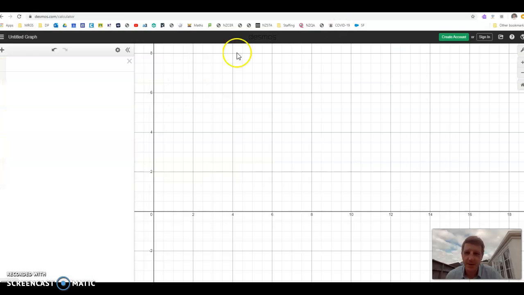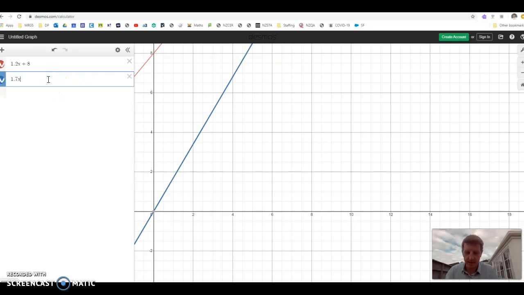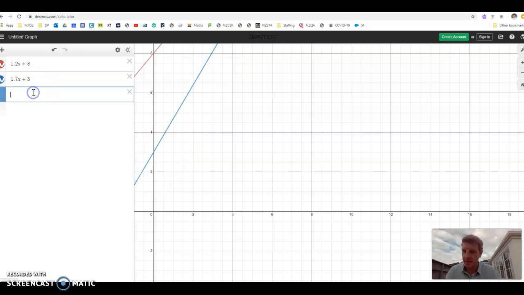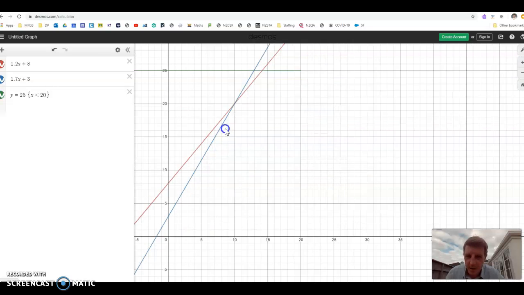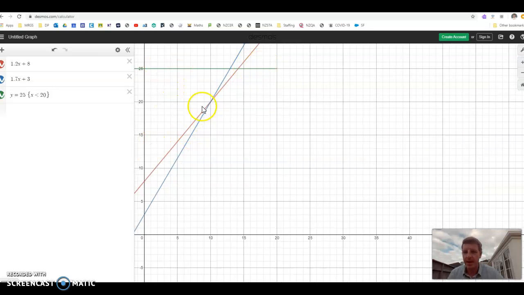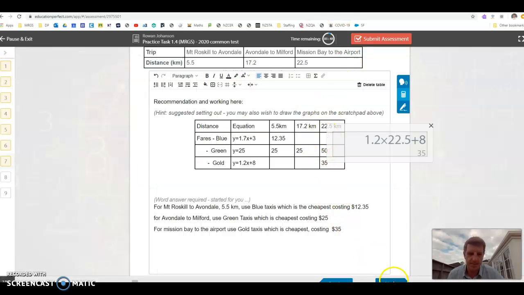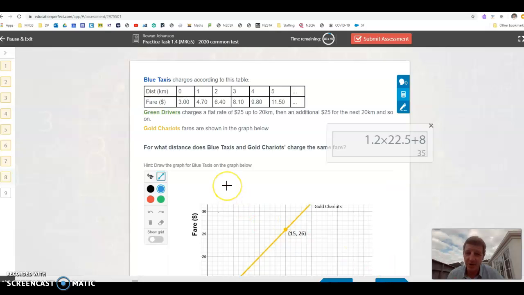And what I can do is if I flip to Desmos, I can put those onto Desmos and just test it out. 1.2x plus 8. 1.7x plus 3. Another one is y equals 25 for x is less than 20. So I can also put these points on Desmos. And if I play around, I can kind of get the same kind of lines, and I can use that to check my answers here. So my first answer, that's for achieved.